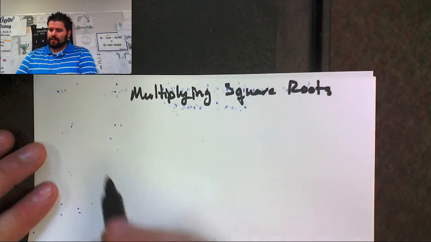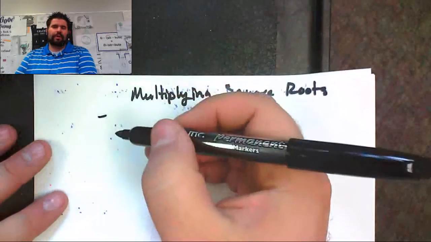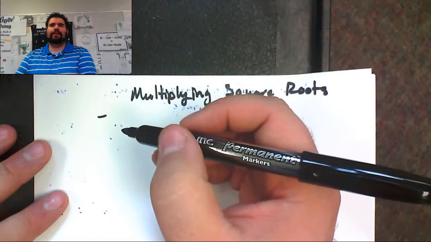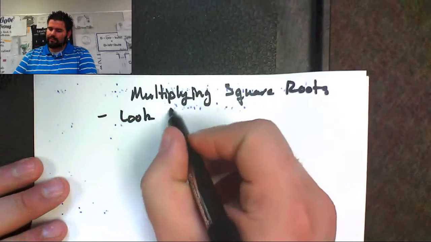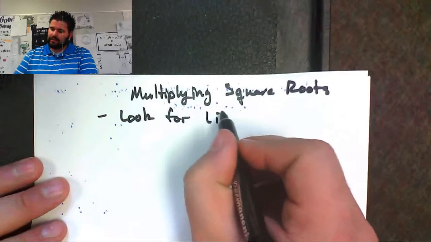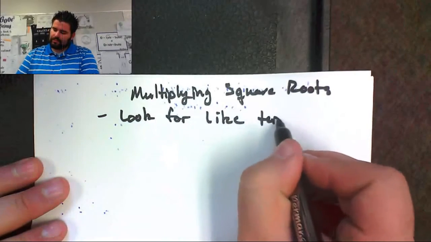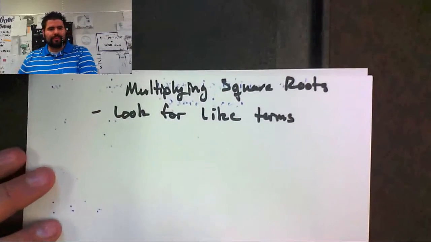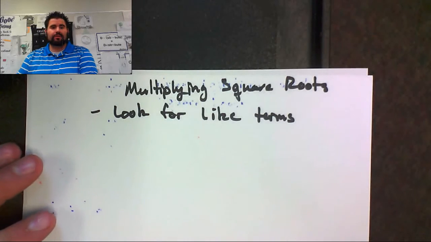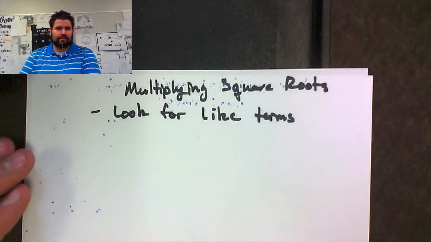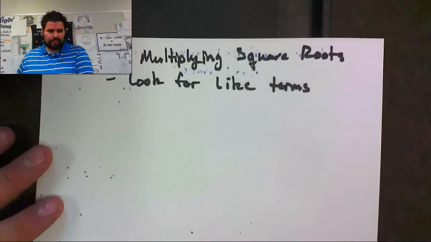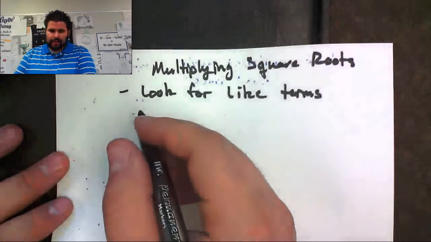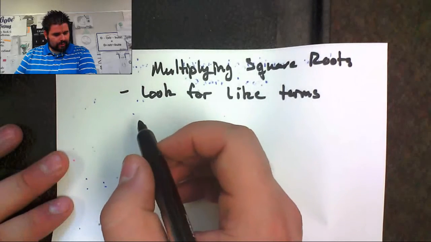And the big thing that you need to remember when you're multiplying these things together is look for like terms. So you can't multiply things together that are not like terms. And I'm going to show you that in a few seconds. So let's take a look at this first example here that I want to show you guys.